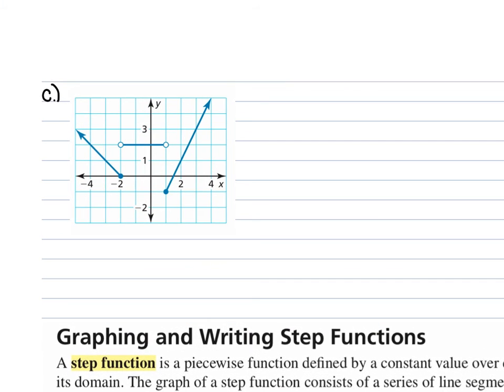For C, we have multiple functions on this graph. There's 3 different ones. So when that happens, you're going to do all 3 separate and then bring them together. So I'm going to look at the one furthest to the left first. So what are my x values being covered from this one? It goes from -2 to negative infinity. So that's x is less than or equal to -2, since it has that closed circle there.